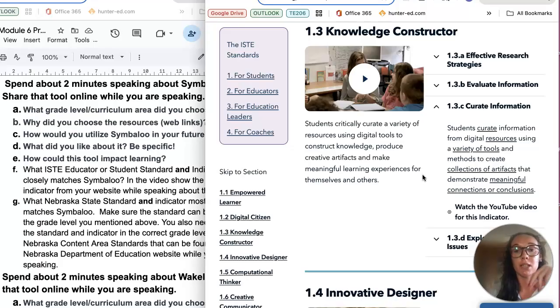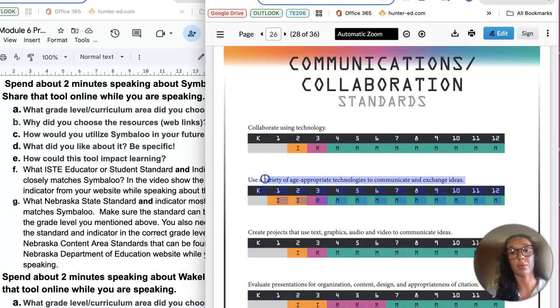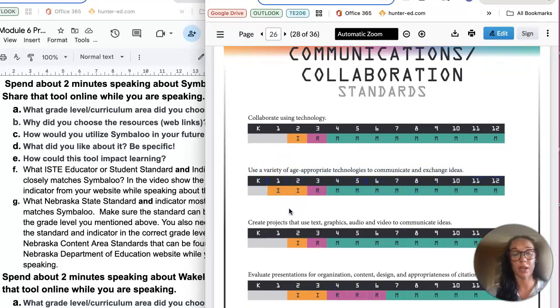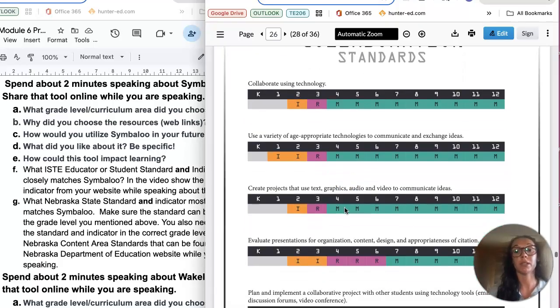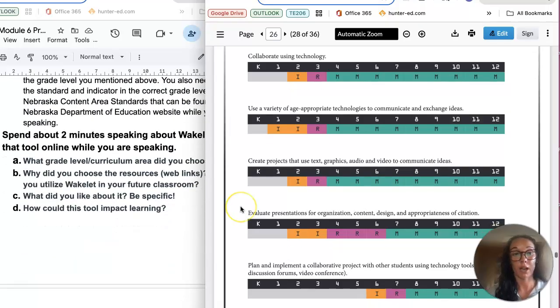Both of my standards, the ITSE and the Nebraska ones, are going to be the same for these two resources, essentially because I think that they are the same thing, but just in different formats or versions, and it just depends on which one you like better. So again, the Nebraska State Standard is the same one, using a variety of age-appropriate technologies to communicate and exchange ideas. Again, all their resources are in one spot, and they're using those age-appropriate technologies to communicate and exchange those ideas.